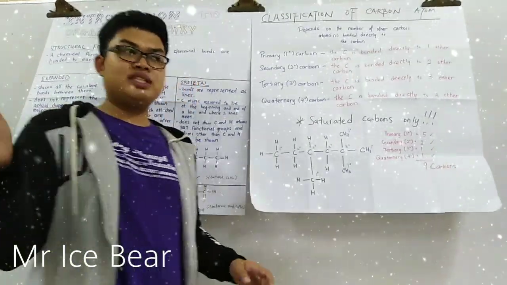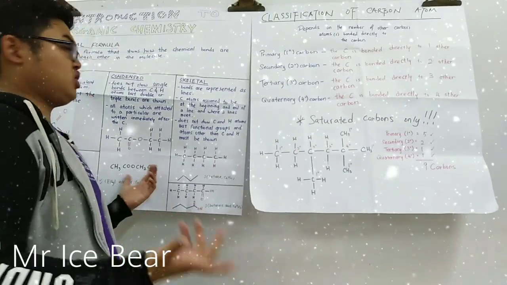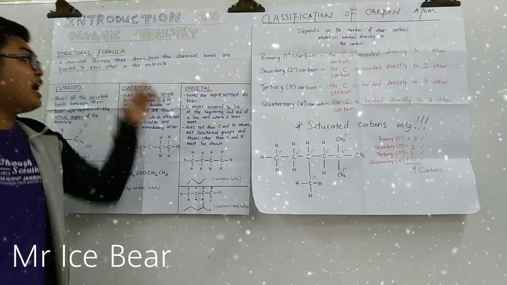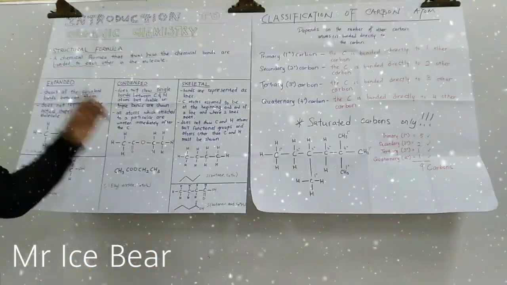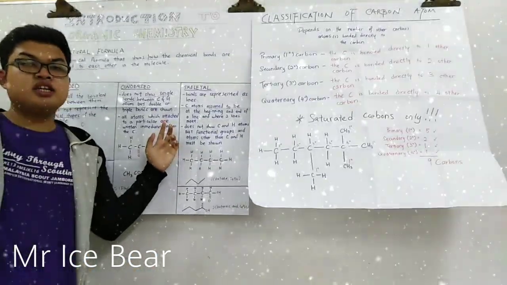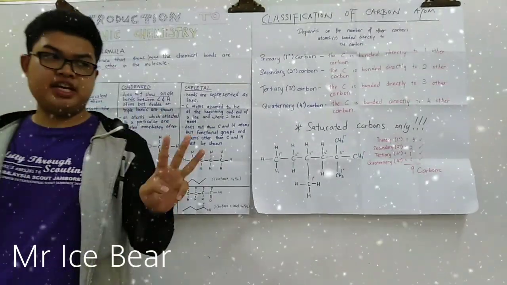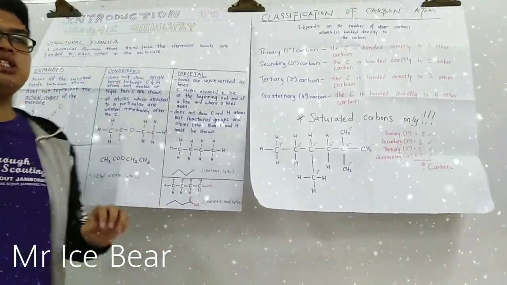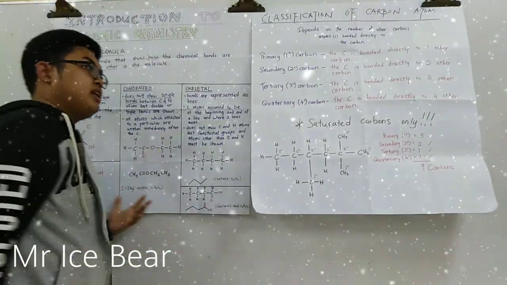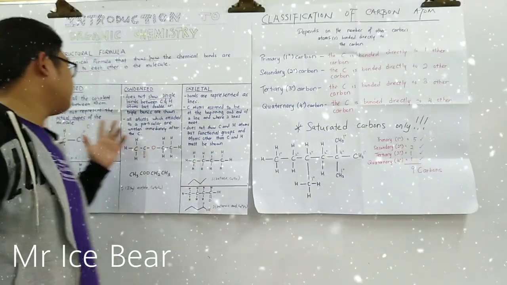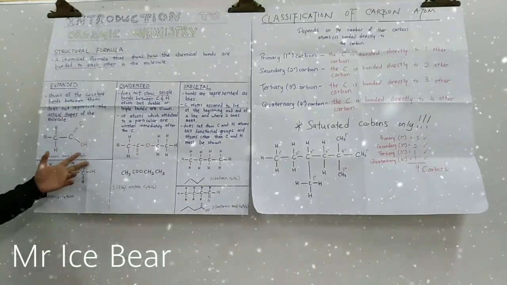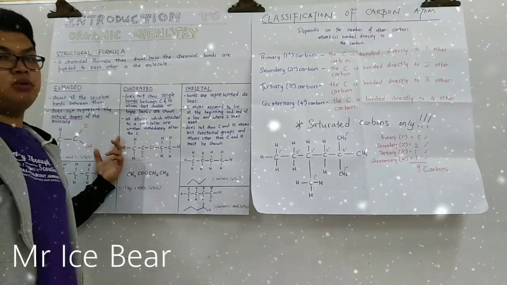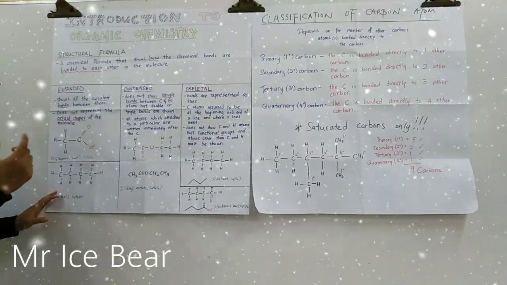Before we start, we need to know what a structural formula is. A structural formula is a chemical formula that shows how the atoms are bonded to each other in the molecule. It can be drawn in three ways: condensed, expanded, and skeletal structure, which I'm going to explain in my next tutorial. First, the expanded structure shows all the covalent bonds and does not represent the actual shape of the molecule. There is an example here.